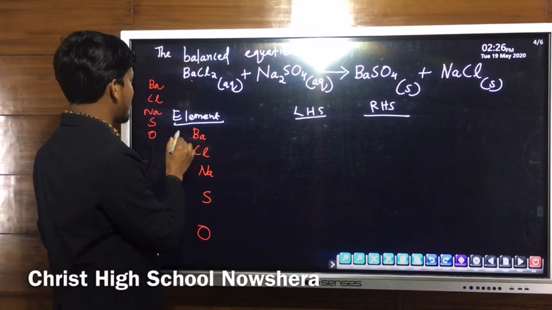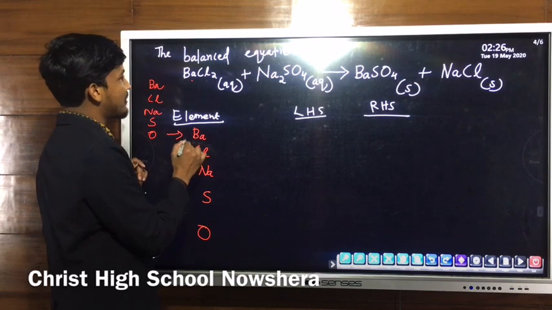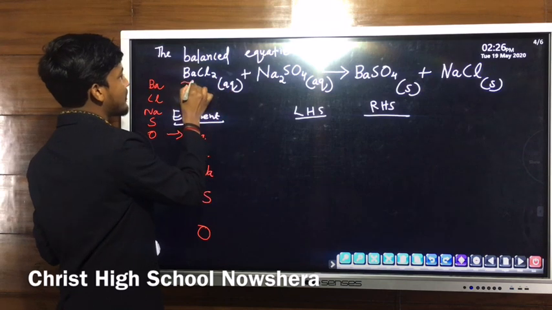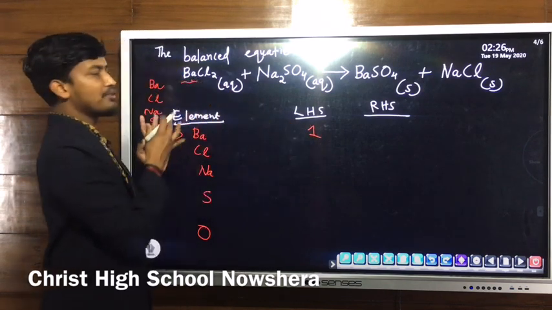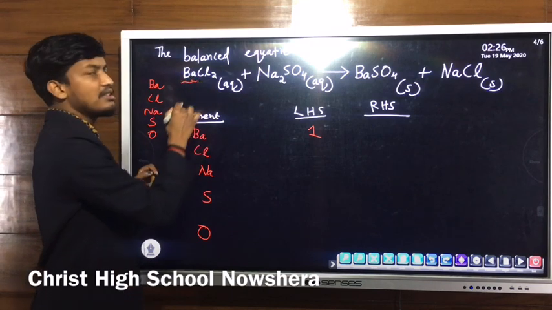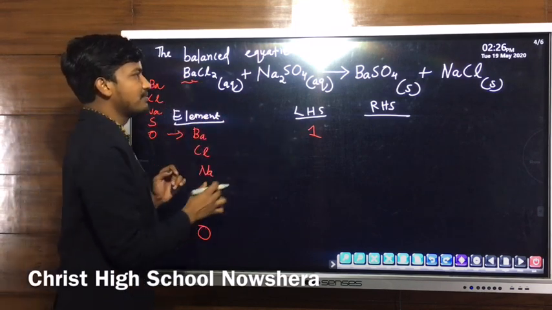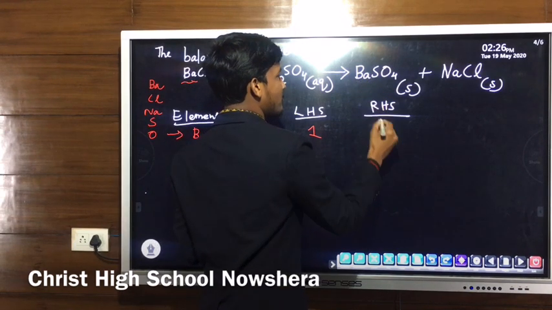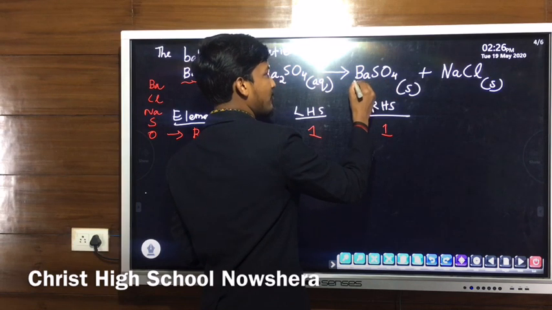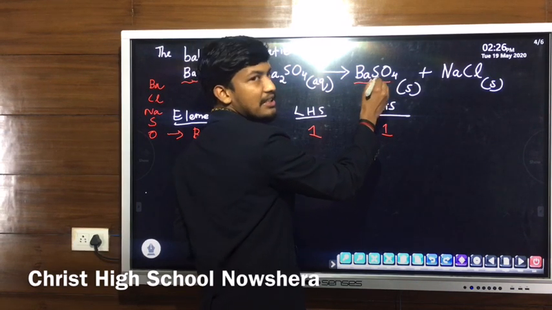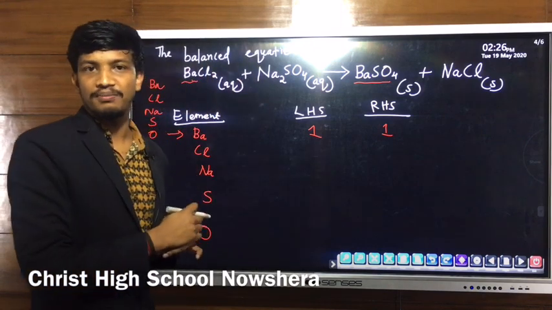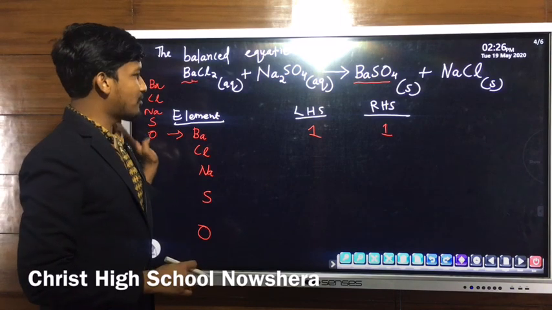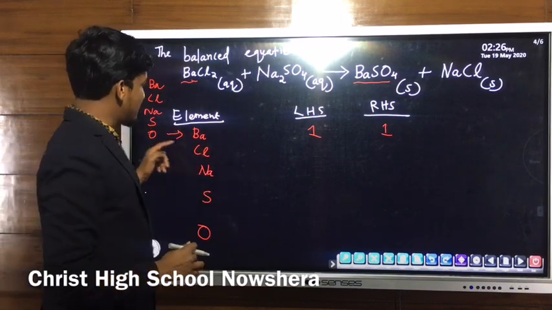First one, Ba. We will count the number of barium atoms on the left side of the equation, on the reactant side. So how many Ba atoms? 1, because Ba is only in BaCl2, that is Ba1Cl2. So the number of Ba atoms is 1. And the number of barium atoms on the RHS is also 1. Ba is only in BaSO4, that is Ba1SO4. So barium atoms are already balanced. We don't need to write any coefficient because it's already balanced.